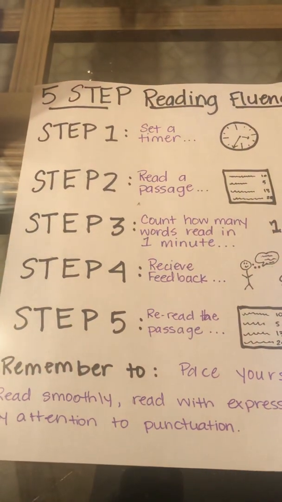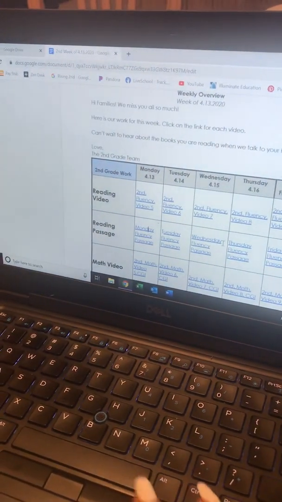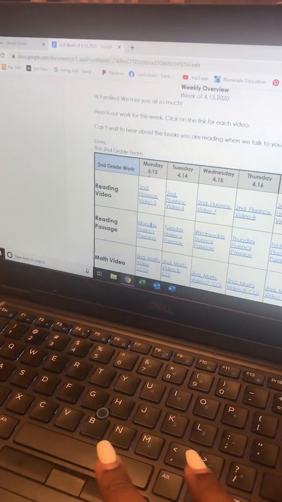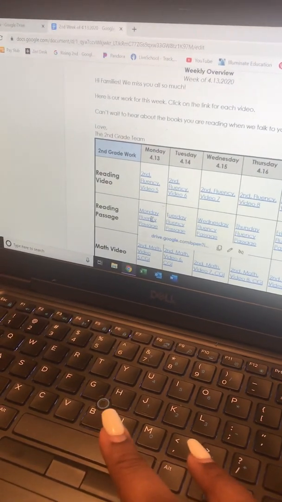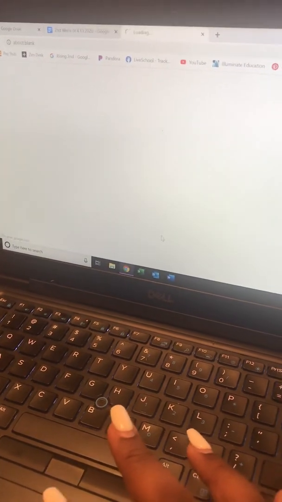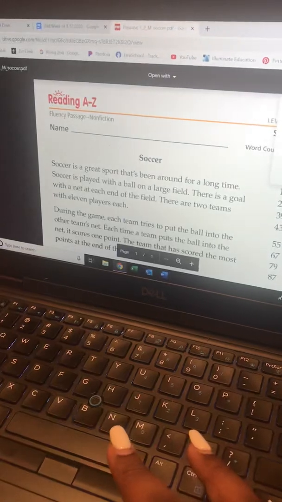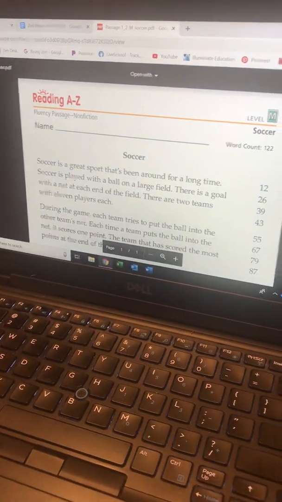Step 2. Read a passage. Choose a passage from your weekly overview that was provided for you with each day of the week. Today is Monday, April 13th. I'm going to click on today's passage. It will appear. We are reading a passage titled Soccer.